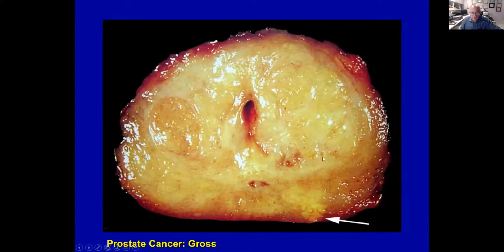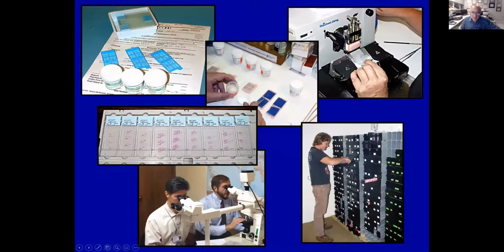Anyway, continuing with the gross examination, sometimes we can detect the cancer with the naked eye, as you can see here in this area. The imaging analysis, CT scan and magnetic resonance, is being developed a little bit more, more specific for the identification. So this is our world.